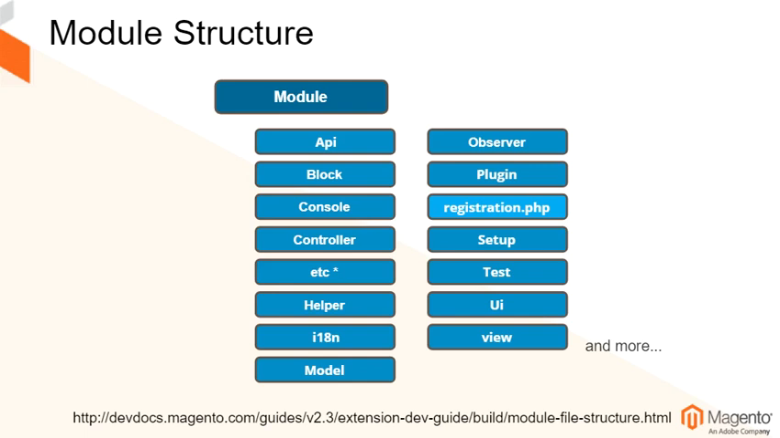The capital letter folders usually have special meaning. They will be covered in more depth in the next unit, Unit 2. The view folder is distinct and will be covered extensively in Unit 3. However, we'll take a quick look at it now. To see a typical module file structure, visit the link on your screen.